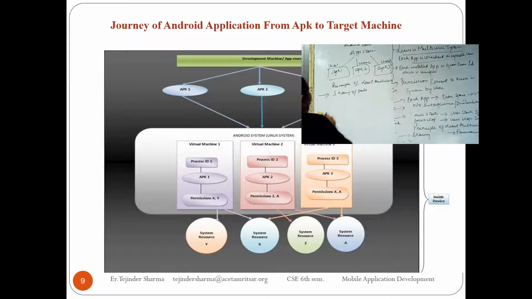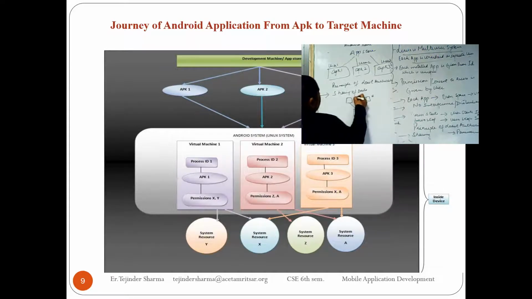Fine. Now while sharing of data, what happens? Suppose this is A and B. They want to access the database which is of C. So they are asking the permission of C. Now what happens?